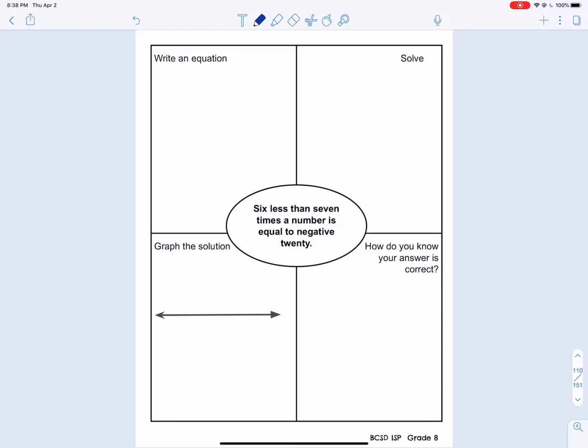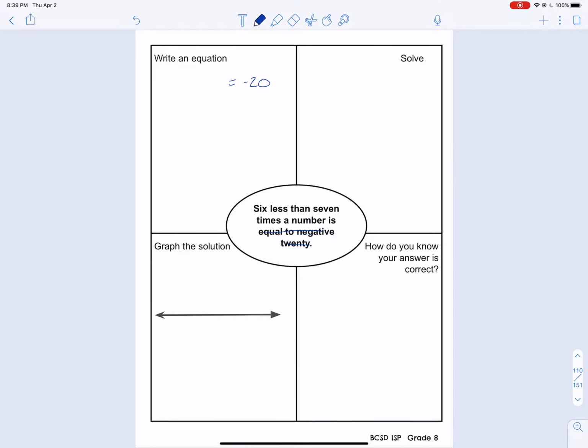Okay, we have a description. It looks like it is a description of an equation. So let's see if we can write this out as an equation. So it says 6 less than 7 times a number is equal to negative 20. Well, the first part is equal to negative 20. Okay, got that. Equal to negative 20.